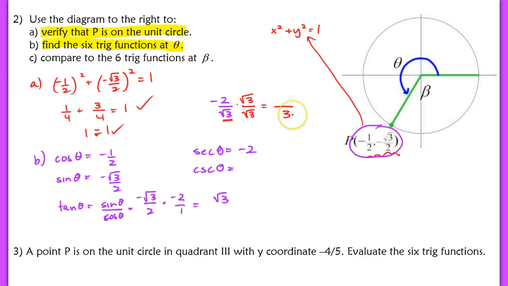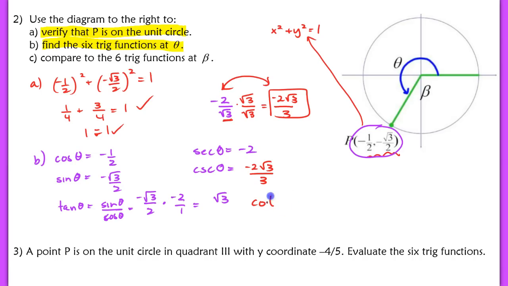Root 3 times root 3 is simply 3. In the numerator, I end up with negative 2 root 3. So these are equivalent to one another, but this is in a form where the denominator has been rationalized. So the cosecant of theta is negative 2 root 3 over 3. So I would like you to do that with all of your values so that you do not have any radicals in the denominator. Okay.